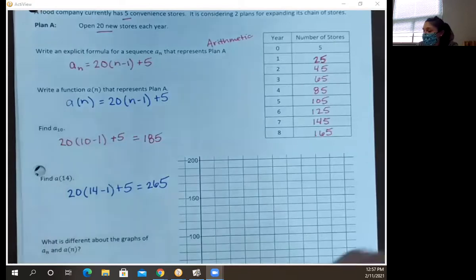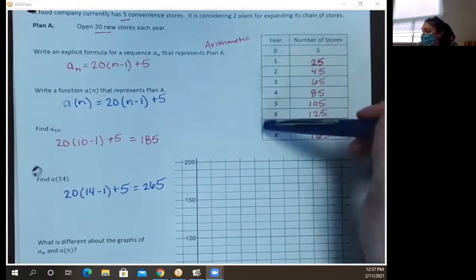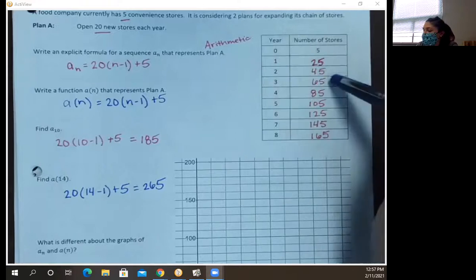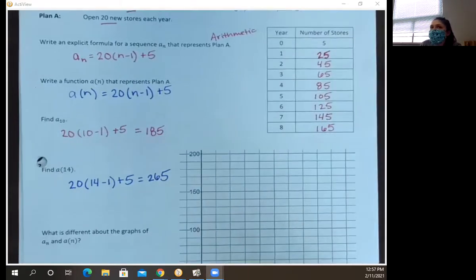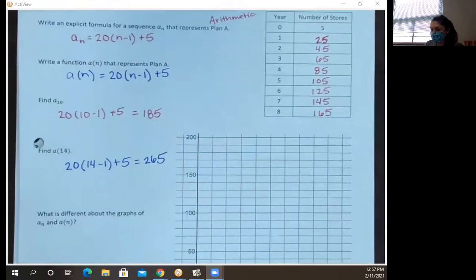I would like you, please, to plot the points that we have for our sequence here. So treat this like x, y pairs and plot those points on your graph for me.